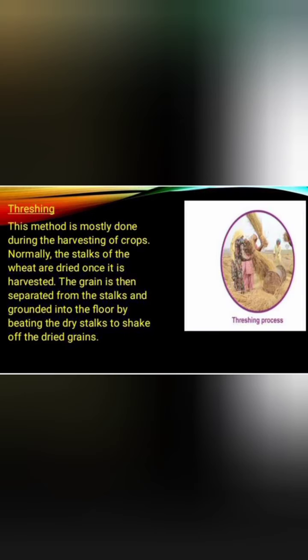This method is mostly done during the harvesting of crops. Normally, the stalks of the wheat are dried once it is harvested. The grain is then separated from the stalks and ground into the floor by beating the dry stalks to shake off the dried grains. So just look at the picture there. I know you all know about this. So again, it is also very understandable.